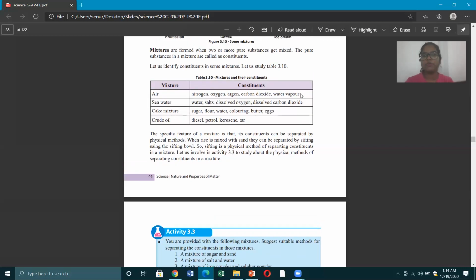Okay. And then you have mixtures. They are formed when two or more pure substances get mixed. So what is the best definition of a mixture? When any two or three pure substances are mixed, a mixture is formed.